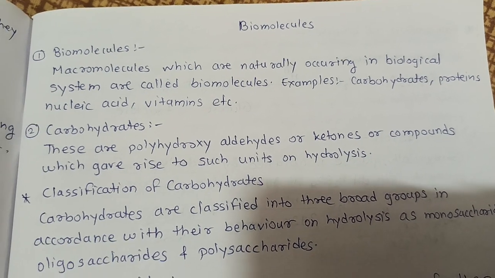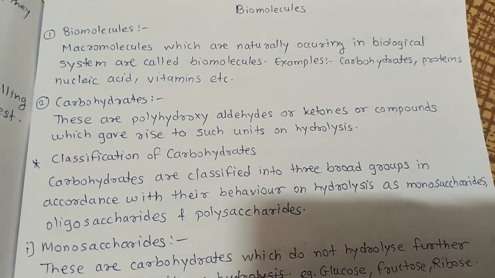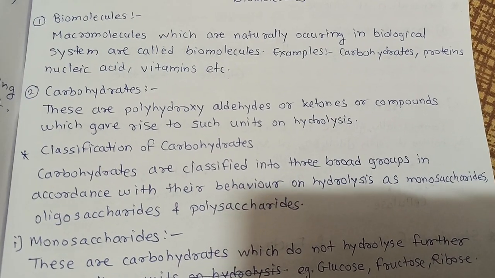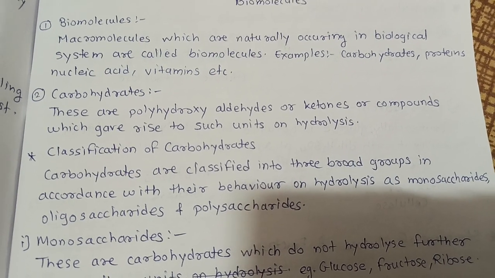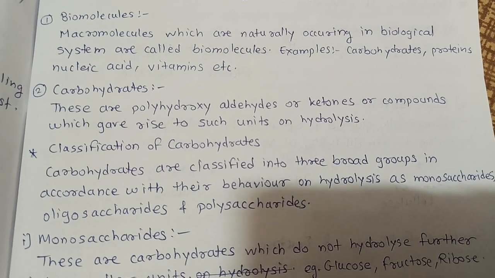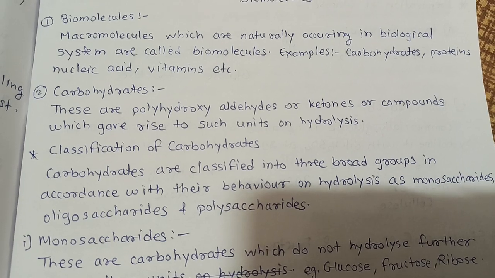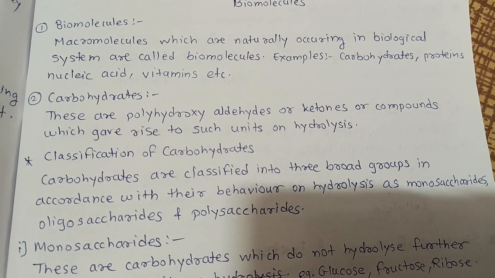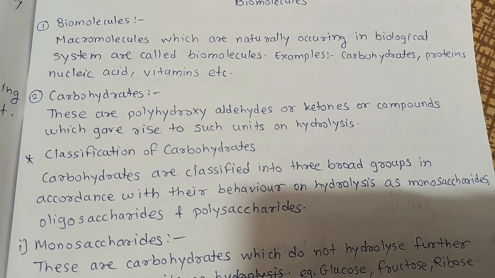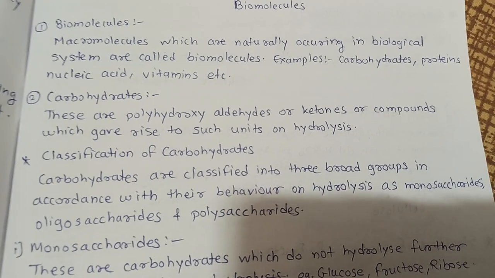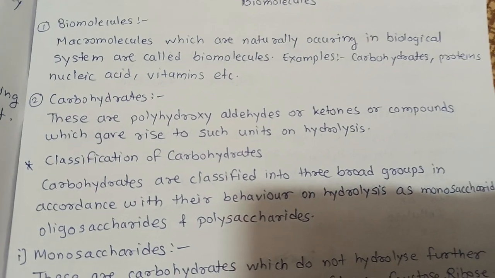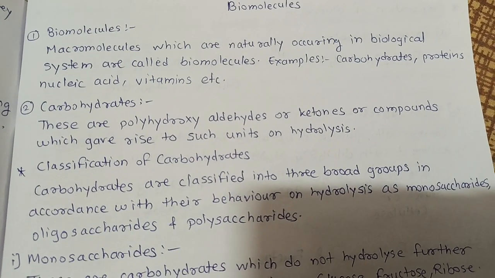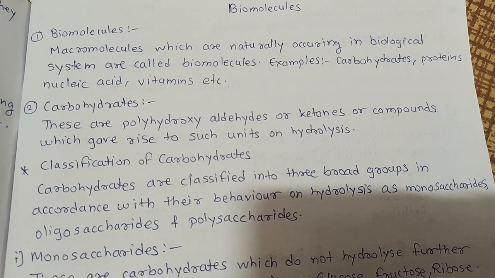Let's see the definition of carbohydrates. Carbohydrates are polyhydroxyaldehydes or ketones, or compounds which give rise to such units on hydrolysis. This means they contain hydroxy as a functional group, OH. Apart from that, aldehyde CHO. So they either contain CHO and OH as functional groups, or they could also contain ketone, C double bond O, R C double bond O R, and hydroxy OH as functional groups.